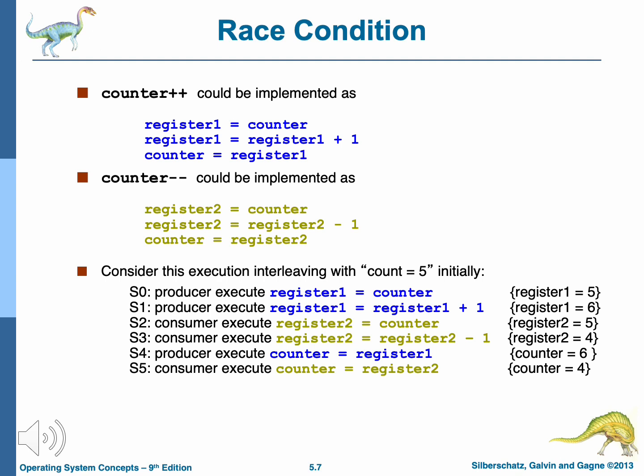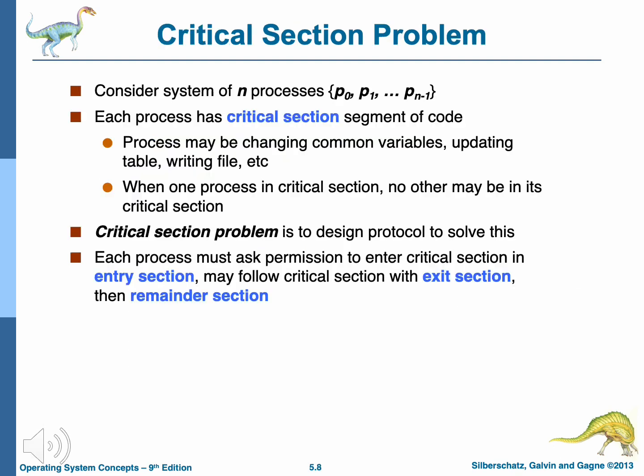Because of the importance of this issue, we devote a major portion of this chapter to process synchronization and coordination among cooperating processes. The critical section problem. We begin our consideration of process synchronization by discussing the so-called critical section problem. Consider a system consisting of n processes P0, P1, up to Pn-1. Each process has a segment of code called a critical section, in which the process may be changing common variables, updating a table, writing a file, or so on.